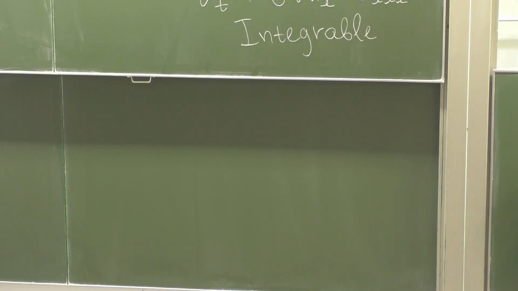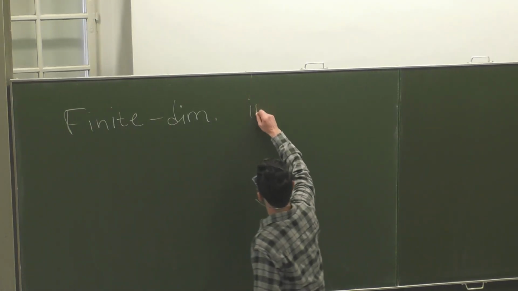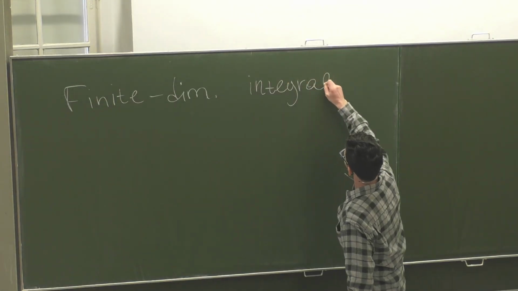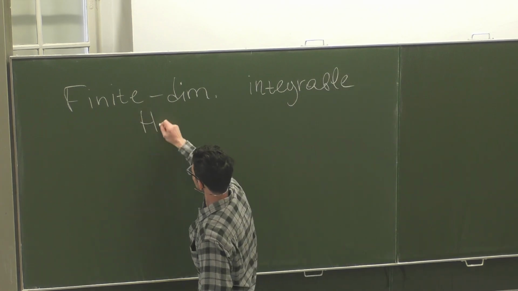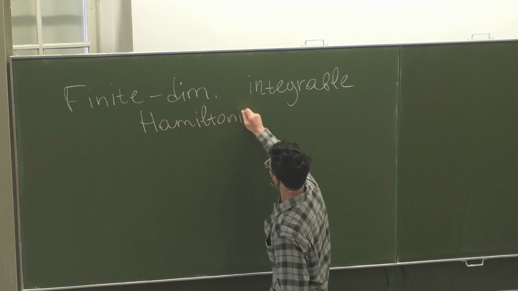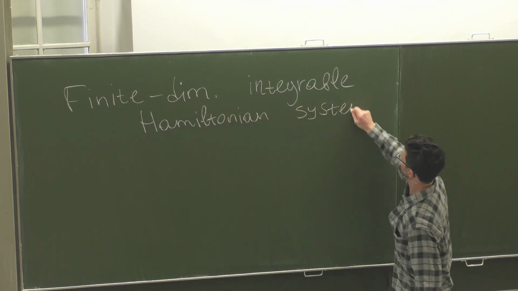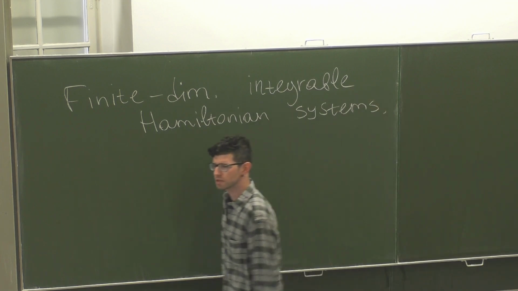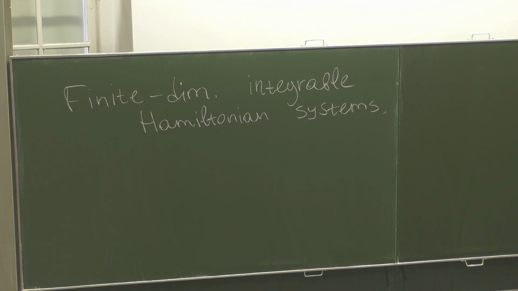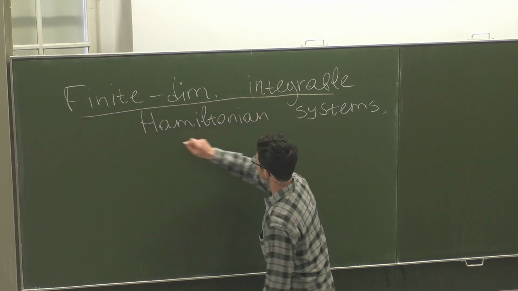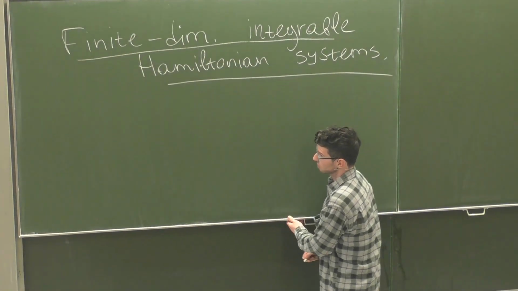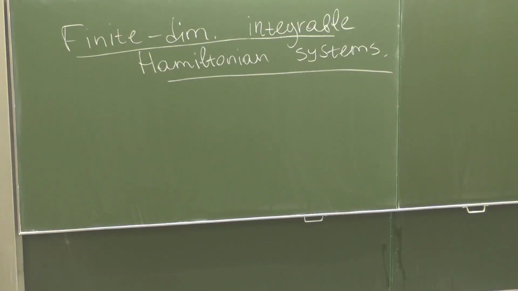Today's topic is finite dimensional integrable systems, and this whole discussion will be in the context of what's known as Hamiltonian systems. So let me call this finite dimensional integrable Hamiltonian systems. So we'll discuss what these words mean, what Hamiltonian means, what integrable means, possibly look at some examples and constructions of such systems. That's the plan for today.